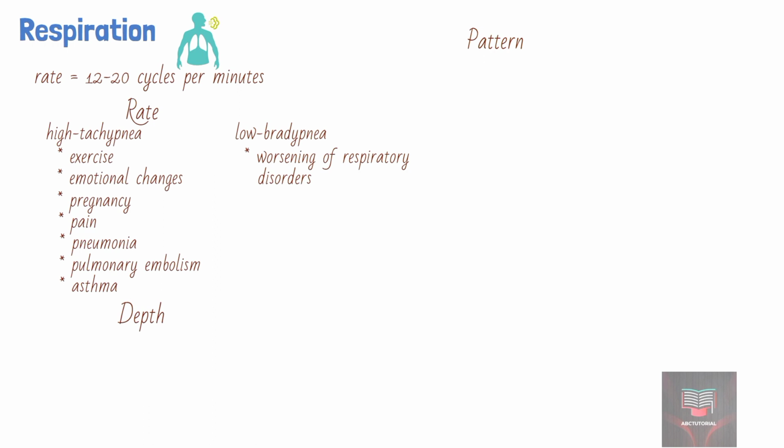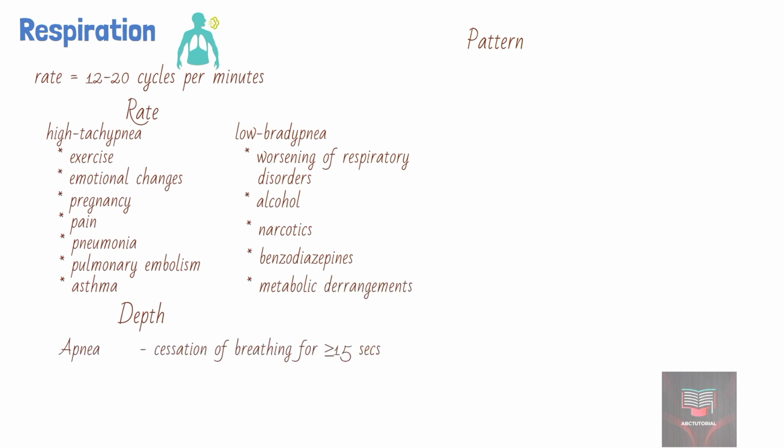usage of central nervous system depressants like alcohol, narcotics, benzodiazepines. It could also be due to metabolic derangement. Apnea is the complete cessation of airflow to the lungs for a total of 15 seconds or more. Apnea can occur in cardiopulmonary arrest, airway obstructions, and overdose of narcotics and benzodiazepines.